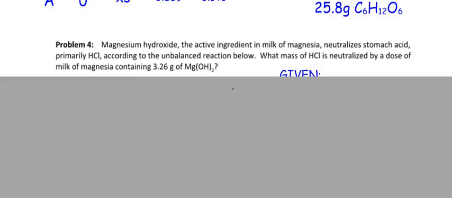All right, so magnesium hydroxide, the active ingredient in milk of magnesia, neutralizes stomach acid, which is mostly HCl, according to the unbalanced reaction. What do you think you have to do? All right, you need to balance it. So it says, what mass of HCl is neutralized by a dose of milk of magnesia containing 3.26 grams, periodic table, of magnesium hydroxide? So once again, pause this, really do it.